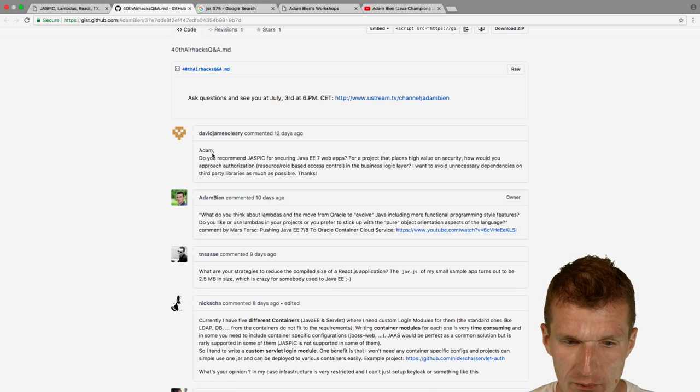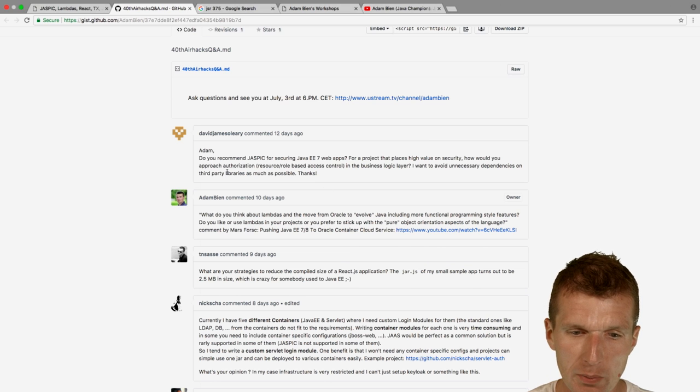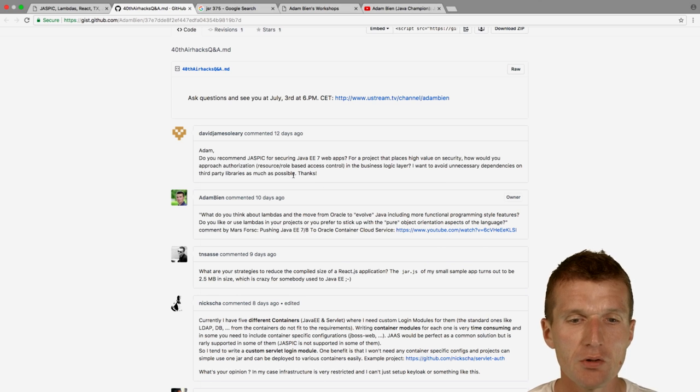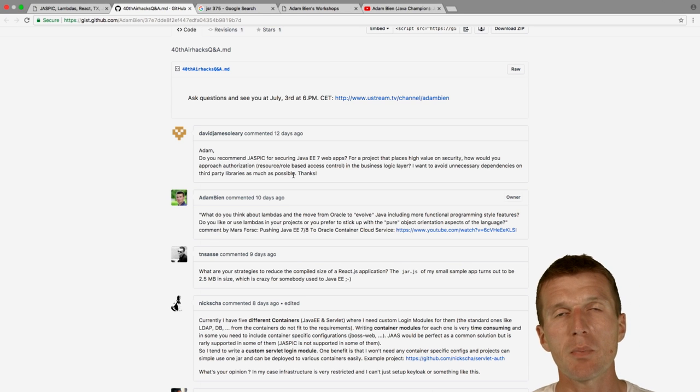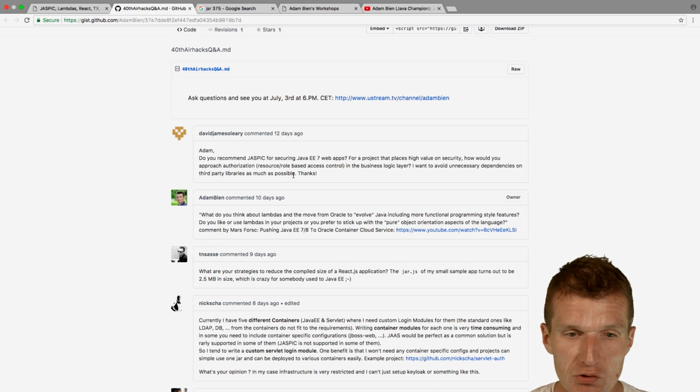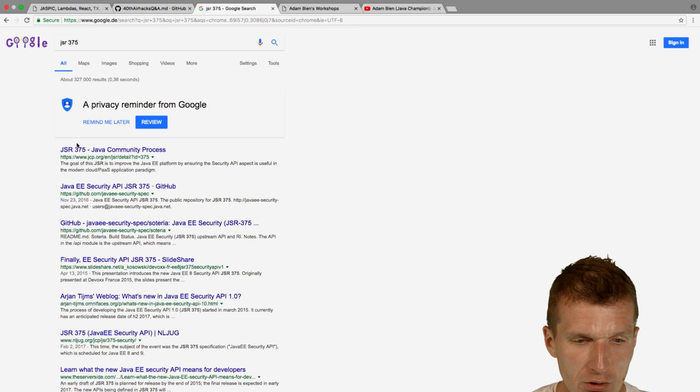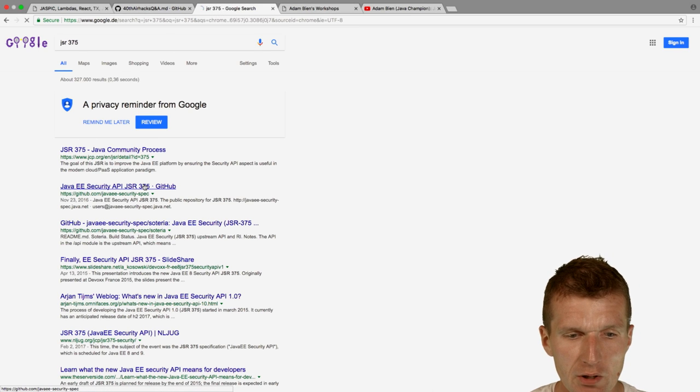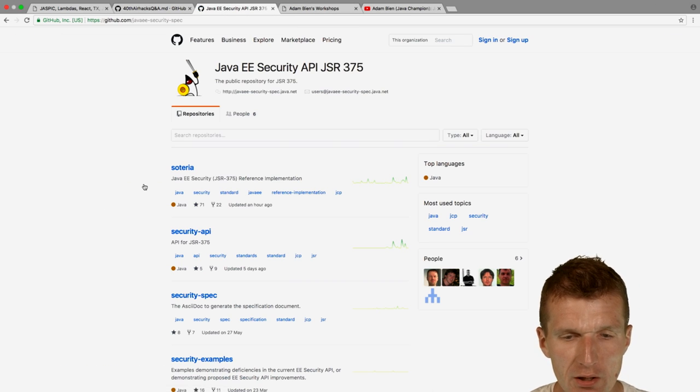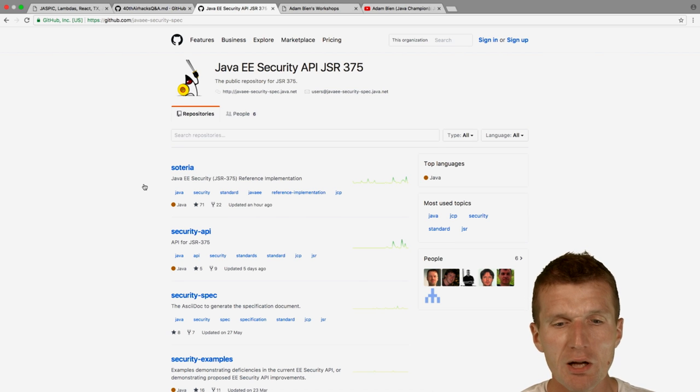So what David said, I want to avoid unnecessary dependencies on third-party libraries as much as possible. How to avoid third-party libraries the best? Is, of course, with standards. And there is one standard on the horizon. It's called JSR 375, the Java EE Security API. And you can already download the PDF.